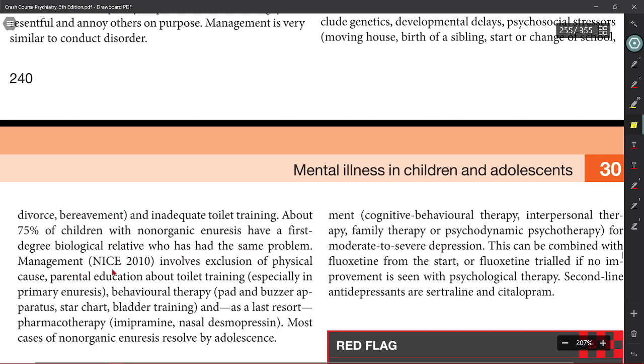Management, according to NICE guidelines 2010, involves exclusion of physical cause. Parental education about toilet training, especially in primary enuresis. Behavioral therapy like pad and buzzer apparatus, star chart, and bladder training. And as a last resort, pharmacotherapy like imipramine and nasal desmopressin. Most cases of non-organic enuresis resolve by adolescence.